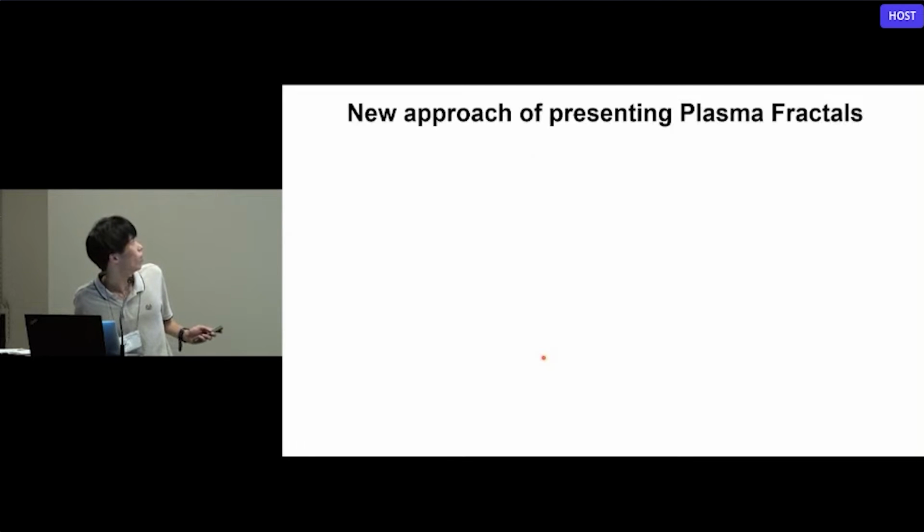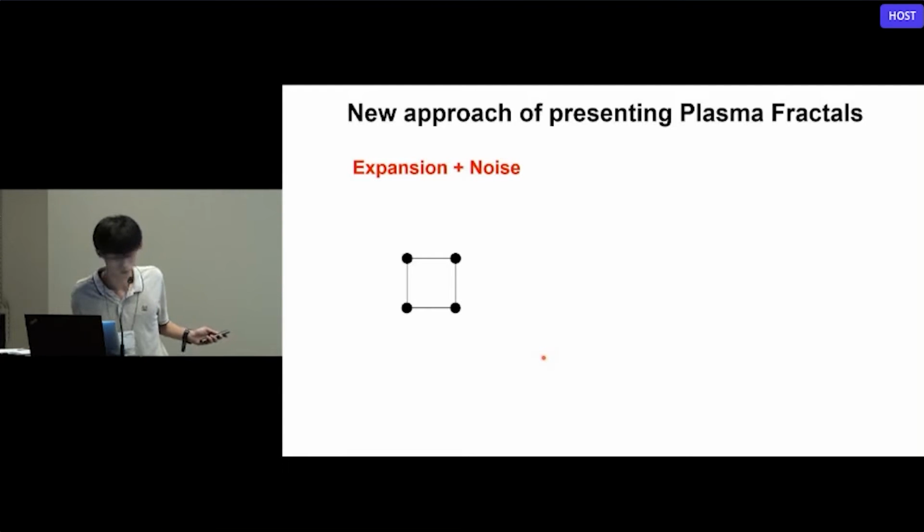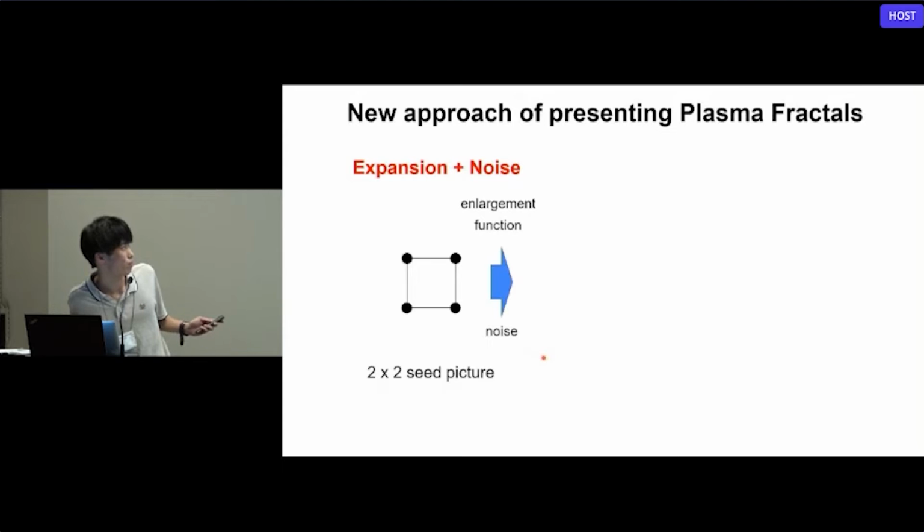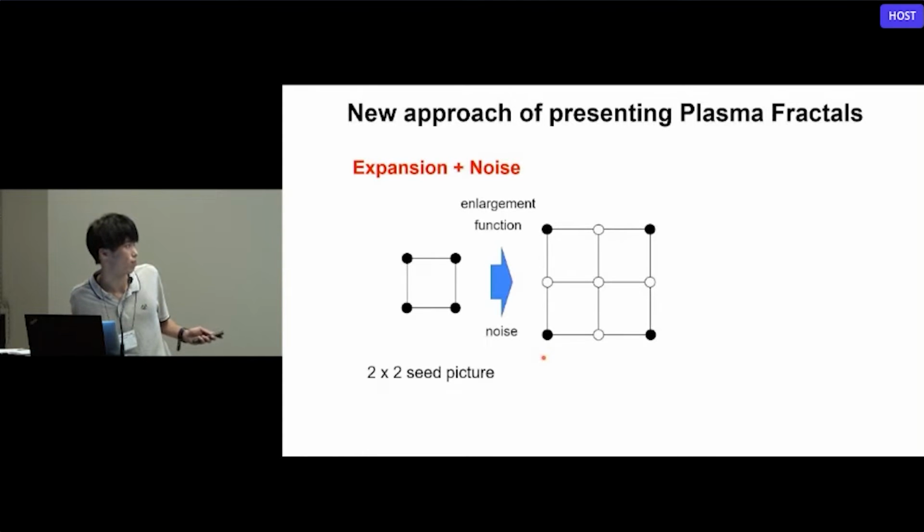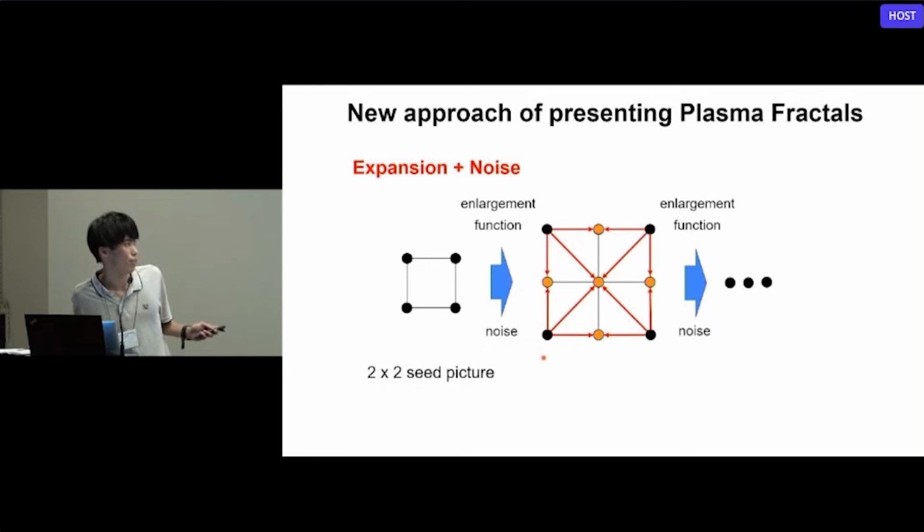Next, in contrast to the conventional approach, our new approach is represented by expansion plus noise. I will show an example. First, we start with a 2x2 seed picture. Applying an enlargement function and noise, we expand the picture. The white circles show the new pixels. The midpoints along the sides are determined by the average of two corners plus random noise, and the center of the corners is determined like this. We repeat this procedure until we get the target size of the picture.